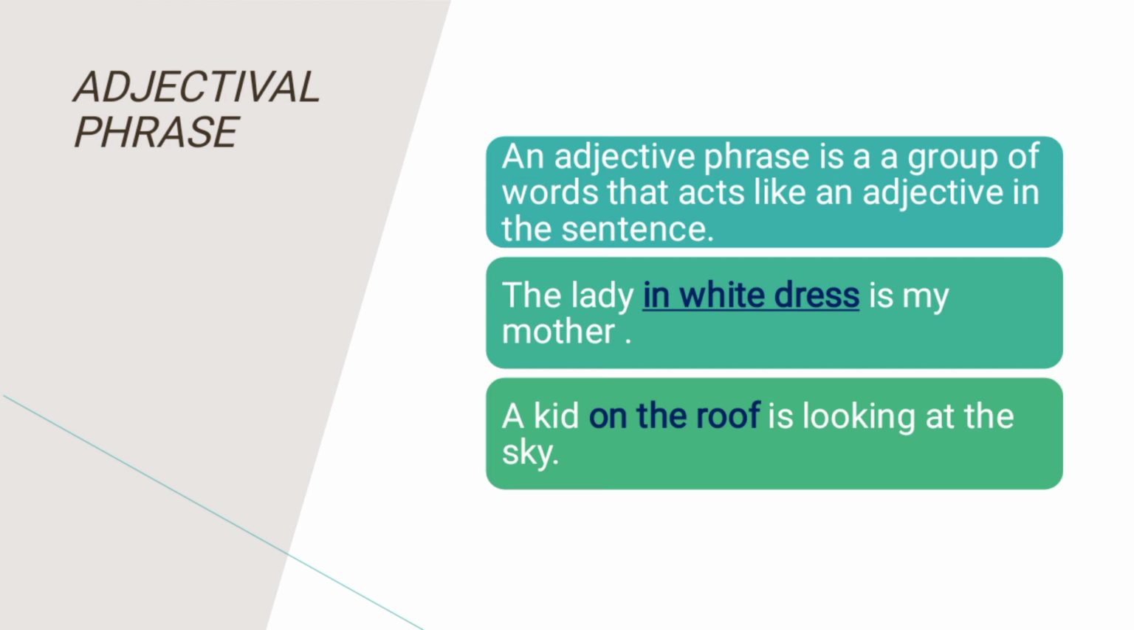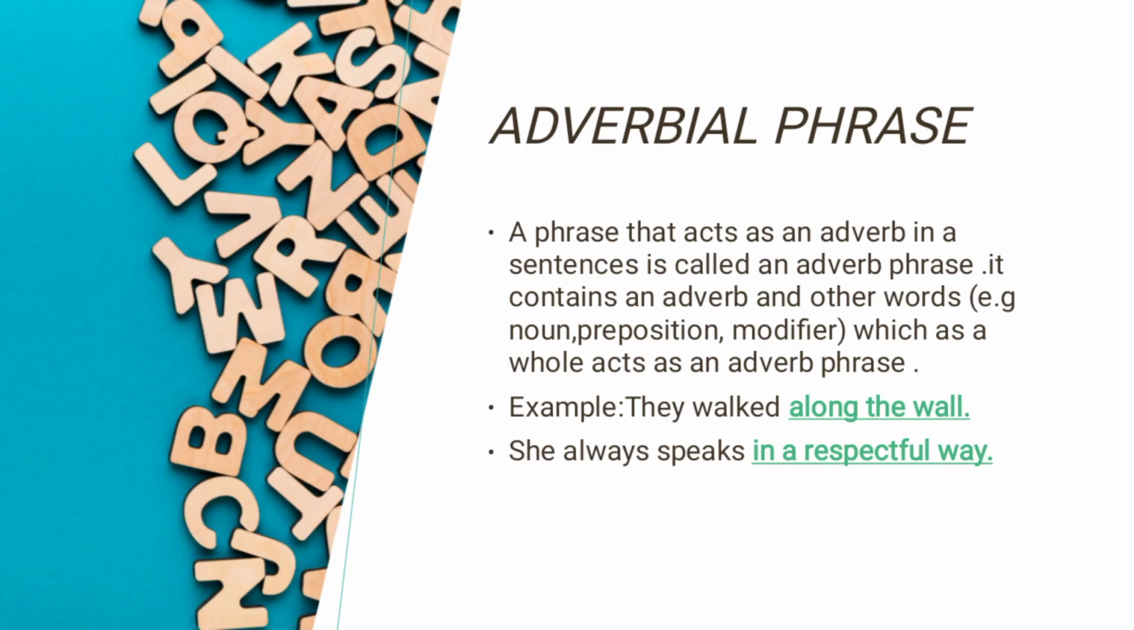A kid on the roof is looking at the sky. So in the second example, on the roof is an adjectival phrase here. Next we have the adverbial phrase. What is an adverbial phrase? It acts as an adverb in a sentence and it contains a verb, adverb, as well as a noun, preposition, and other modifiers. For example, they walked along the wall.